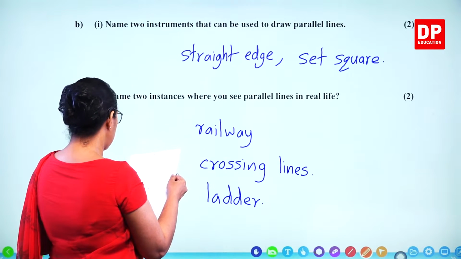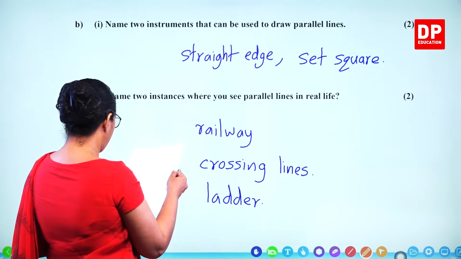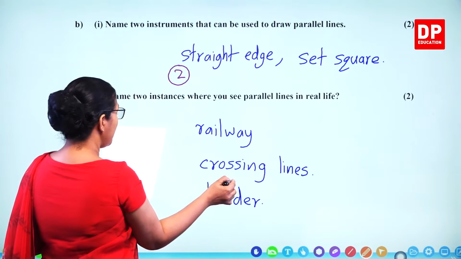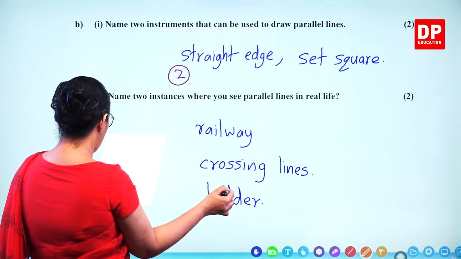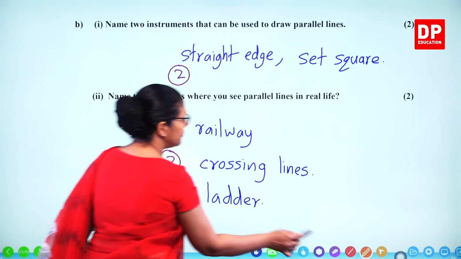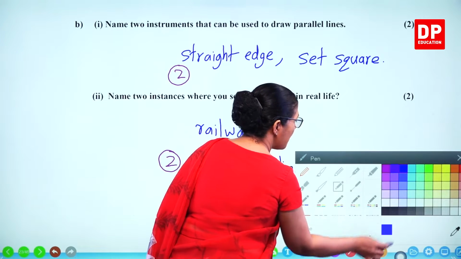So let's give marks. 2 marks here. And any 2 you have to write. Ladder, crossing lines, railway, 2 marks. 6 and 4 we gave 10 marks now.